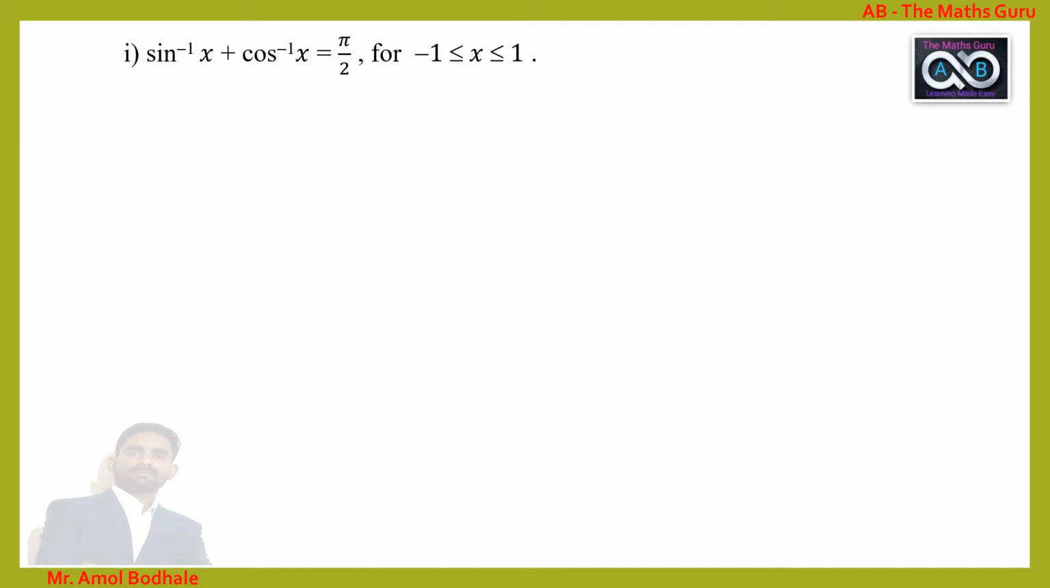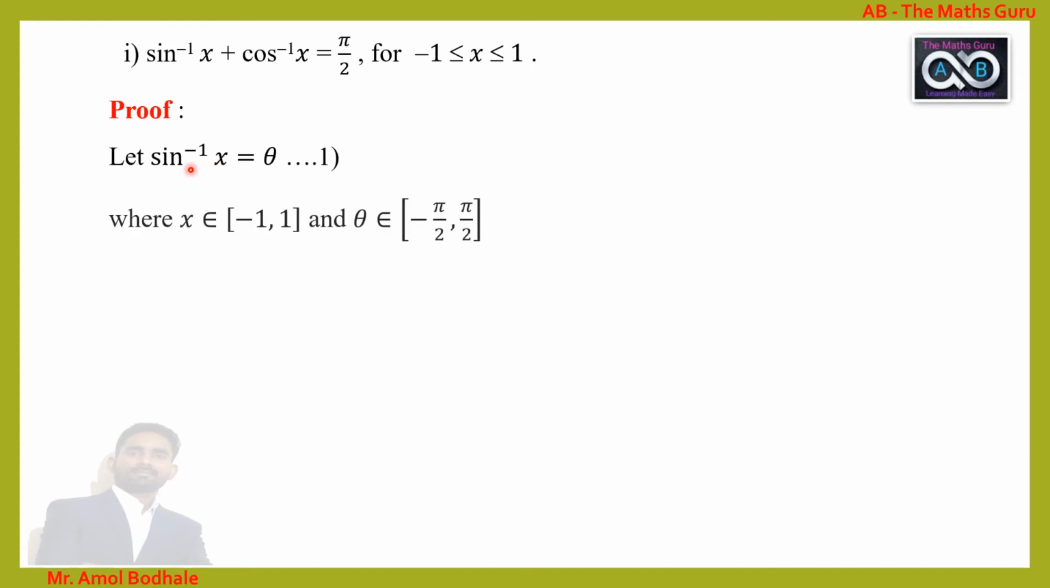Let's see the proof of the first one. Sin inverse of x plus cos inverse of x equal to pi by 2 for minus 1 less than or equal to x less than or equal to 1. So here we will suppose sin inverse of x as theta. When we suppose sin inverse of x equal to theta, there are some restrictions on x and theta. What are the restrictions? x must belong to the domain of sine inverse, that is x belongs to the closed interval -1, 1, and theta belongs to the range of sine inverse, which is the closed interval -π/2, π/2.